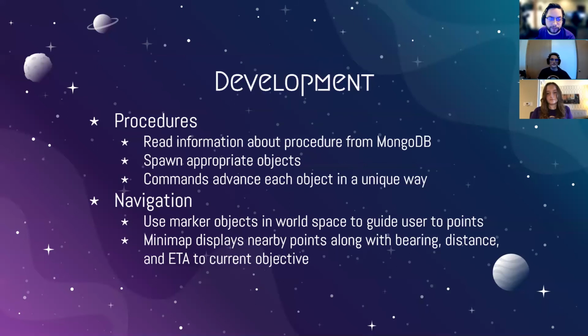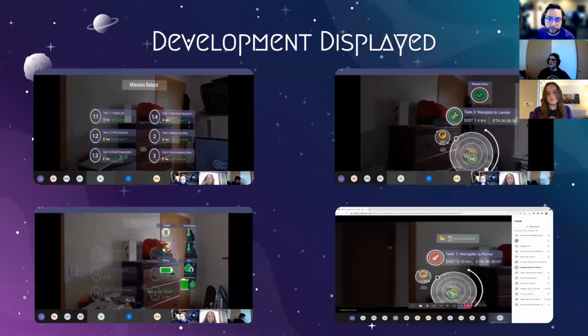For navigation, our approach uses waypoints for the user to follow, as well as that mini-map. The way we did the mini-map is by having a camera above the user's head and have little flat tokens the user can't see, but the mini-map camera can. In addition, to display an ETA, we use an average human walking speed to calculate that. So here are different screenshots of development. You can see our mini-map there, as well as the mission select and vital screens.